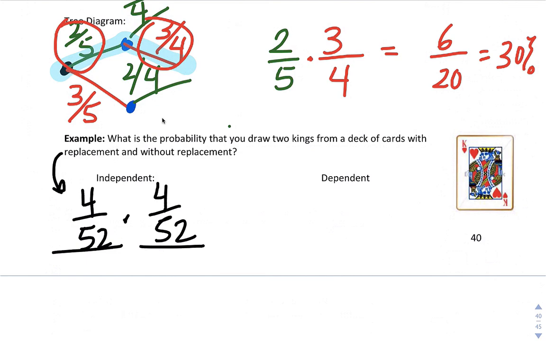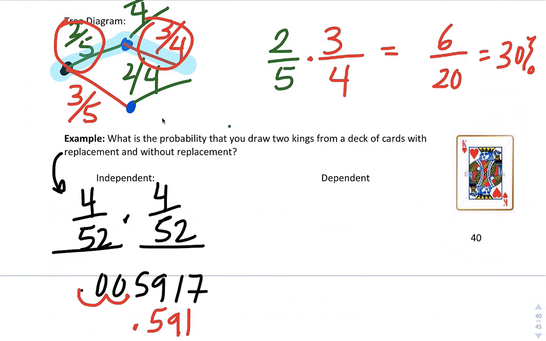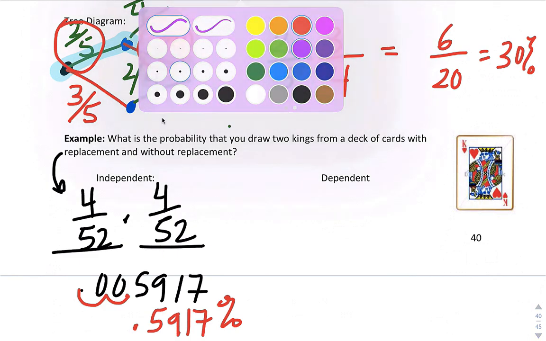And if you do that, you get 0.005917. If I change that to a decimal, a percent, move the decimal over twice, so you have a 0.5917% chance of drawing 2 kings in a row if you put them back in the deck. Now that changes if you keep the king out.